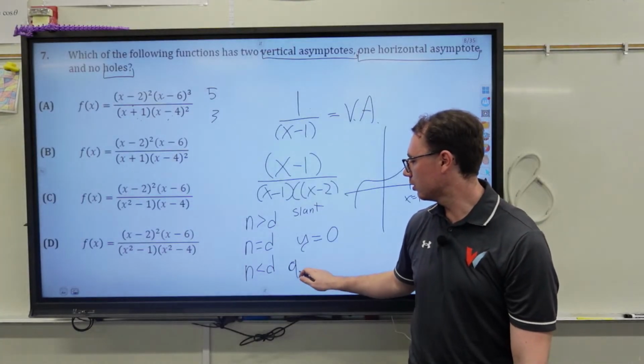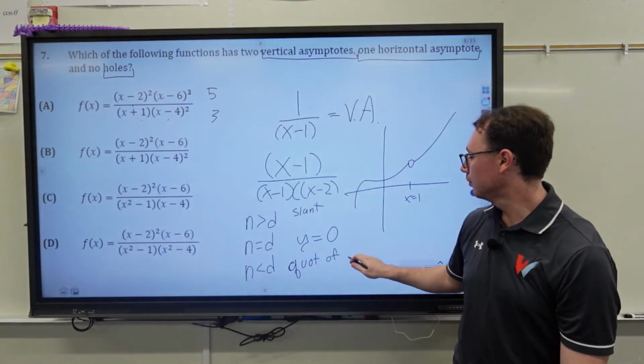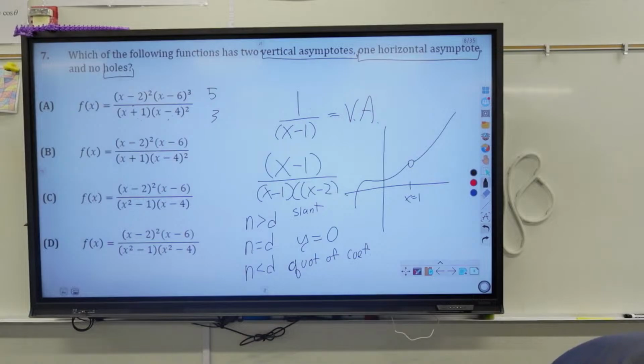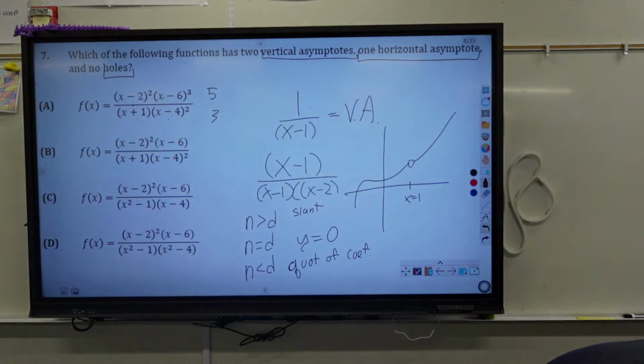So quotient of coefficients. I'm going to try and write out this one fact for the slant. I want to make sure I get this one right.